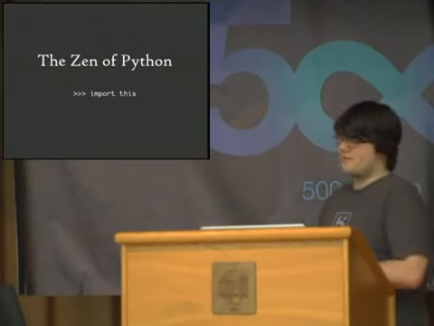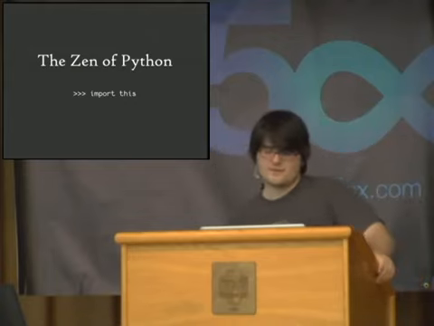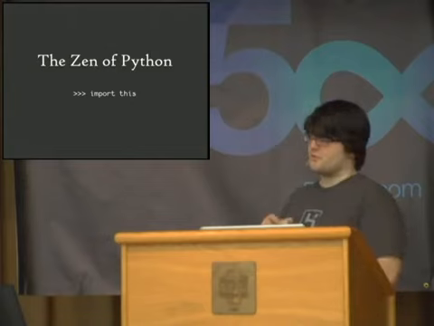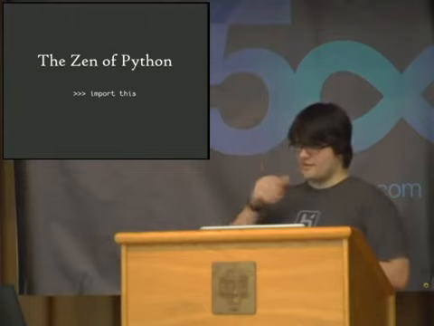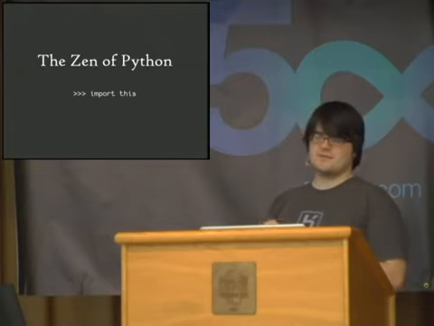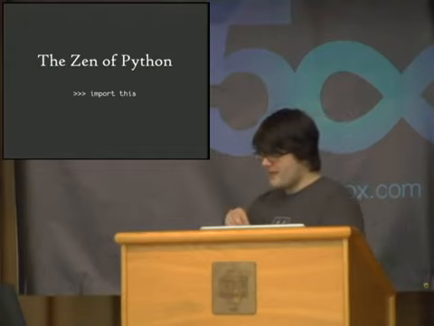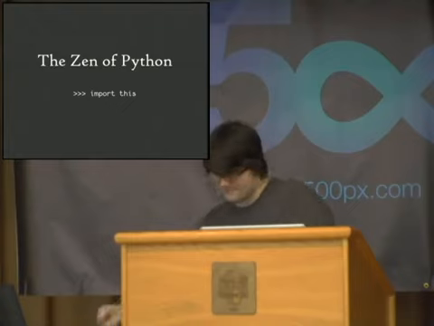This is represented by the Zen of Python, which is known as PEP 20. In any Python interpreter that you have, if you type import this, you're going to see a list of 19 very concise statements that try to represent the ethos of the Python community. We're going to go over a couple of those.